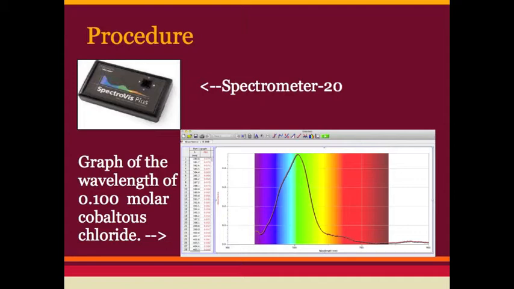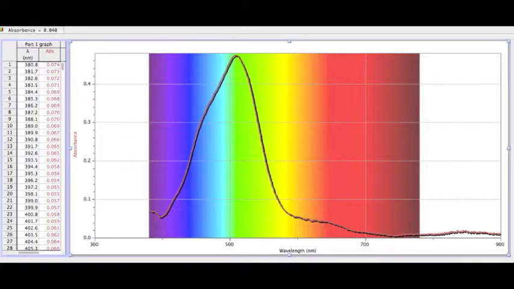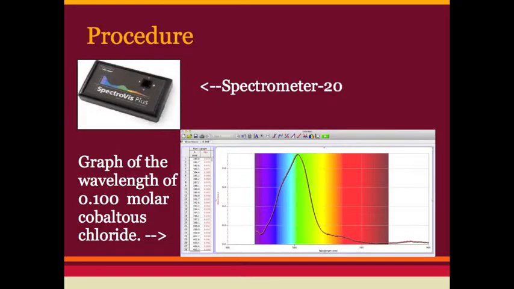Once the run is complete, fill a cuvette 75% of the way with the 0.100 molar cobaltous chloride solution and run it through the Spectronic 20 machine. You should obtain a graph that looks something like this. Now it is time to find the concentration of the unknown solution. Set the Spectronic 20 to the wavelength with the highest absorbance, which in this case is 509 nanometers.